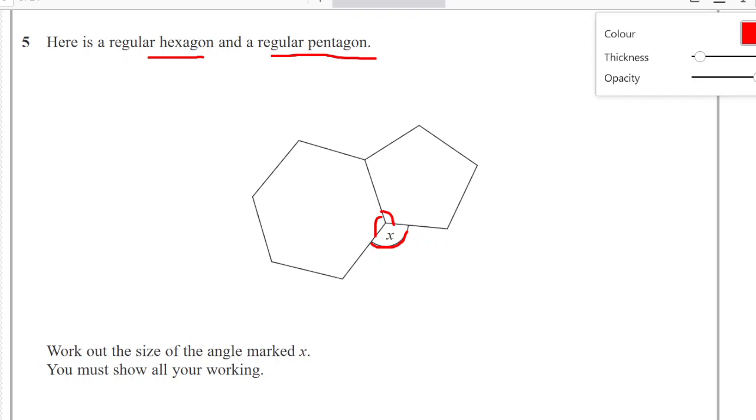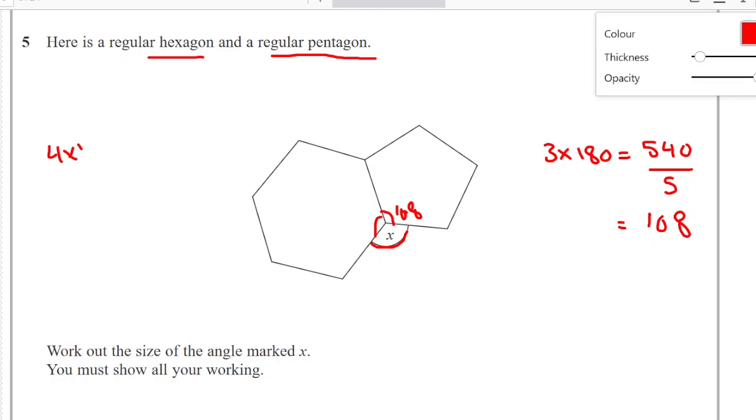We know that the interior angle sum in a pentagon is 3 times 180, which equals 540. If we divide by 5, because these are regular sides, that gives you 108. So this angle is 108. Now you're going to figure it out for the other one.